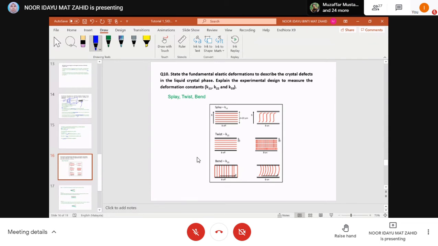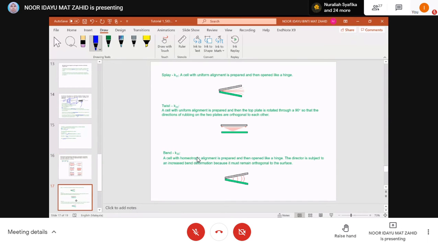So the fundamental elastic deformations are splay, which is the deformation constant represented by K11, the twist, K22, and bend, K33. So this drawing represents how you set up the experimental design to measure the deformation constant. Or you also can explain this way, okay?